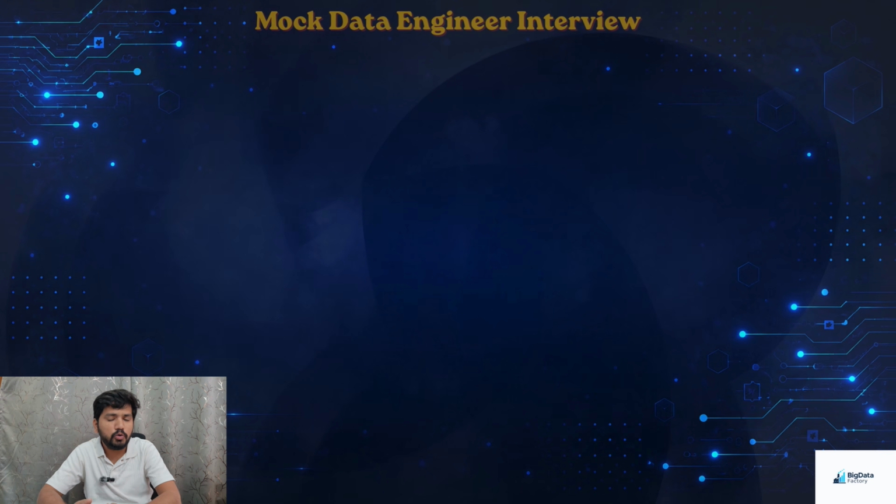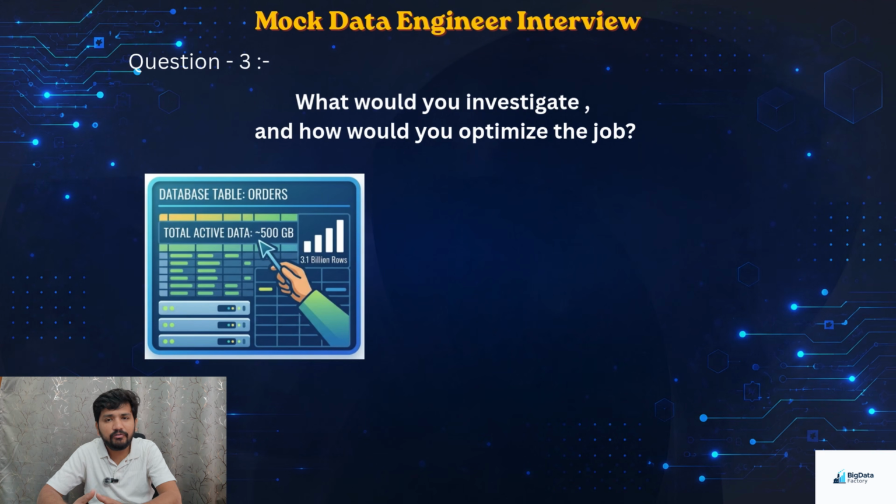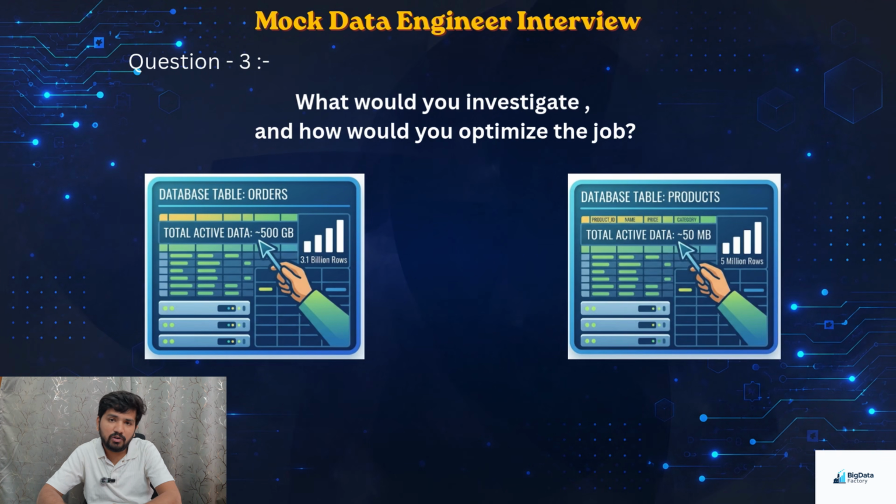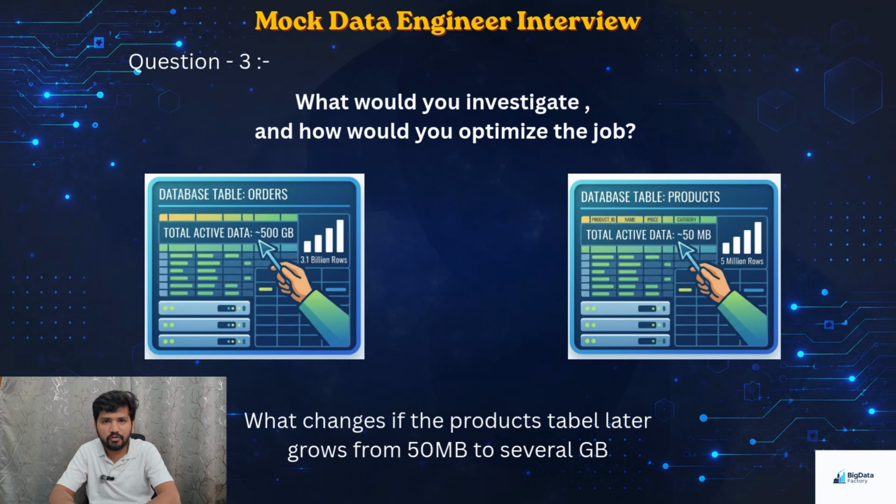Question 3. You have an orders table containing around 500 gigabytes of data. You need to join it with a products table containing around 50 megabytes. The Spark job is slow, and the Spark UI shows a large shuffle during the join. Now the question is, what would you investigate and how would you optimize this job? There is also a follow-up. What changes if the products table later grows from 50 megabytes to several gigabytes? Pause here and think about your answer.